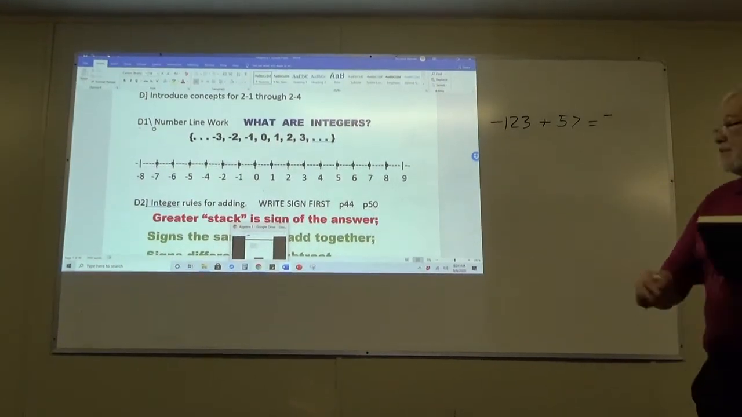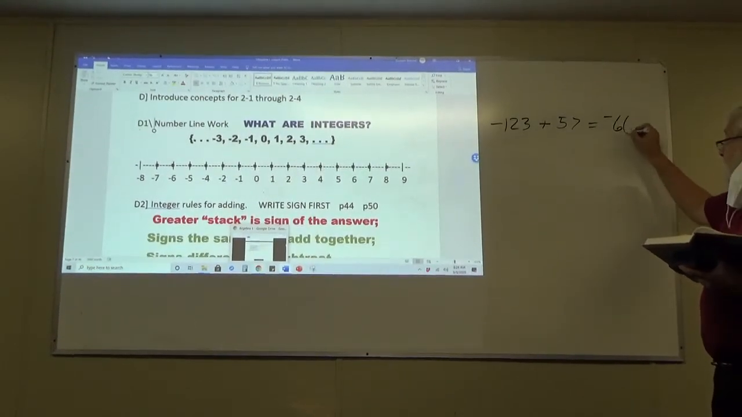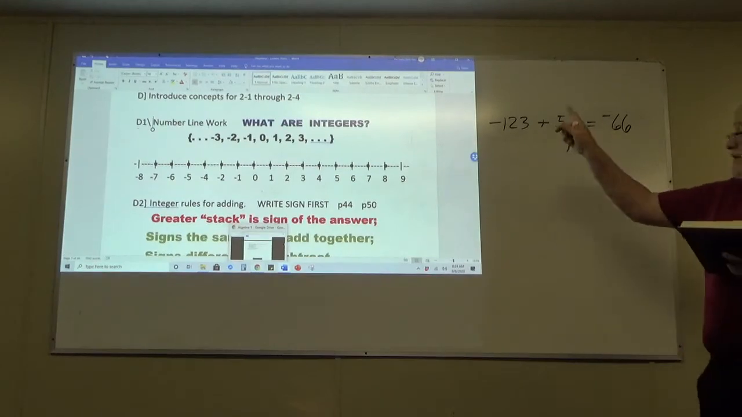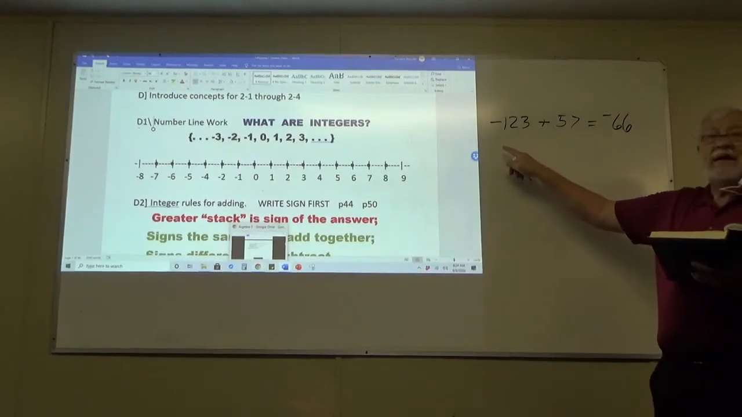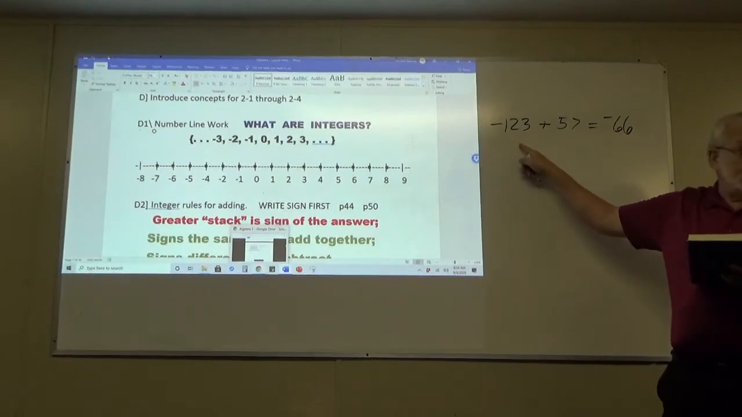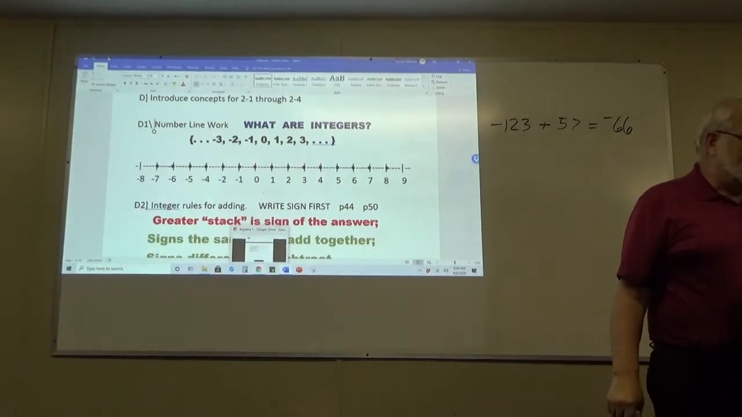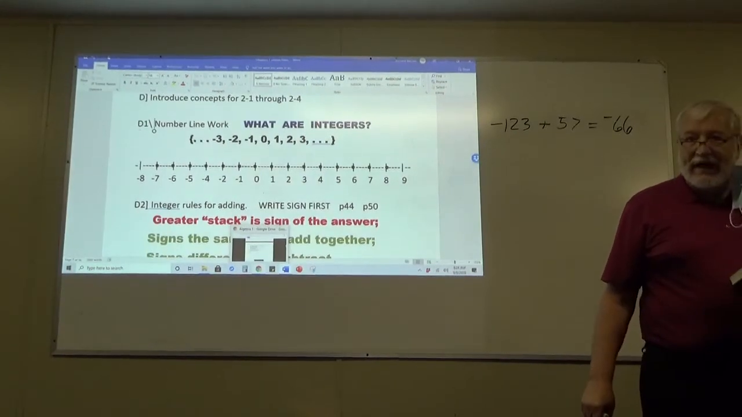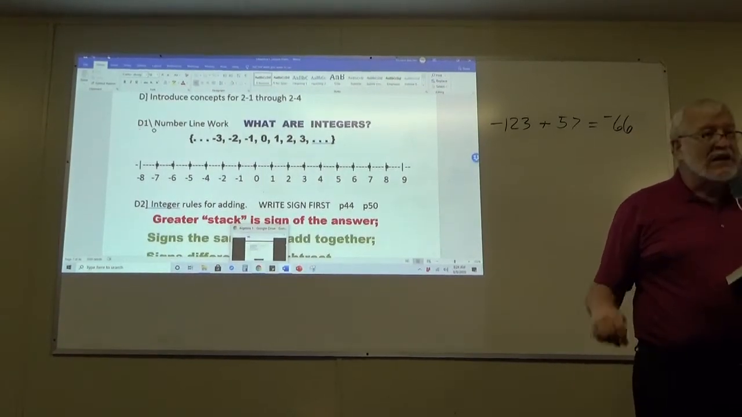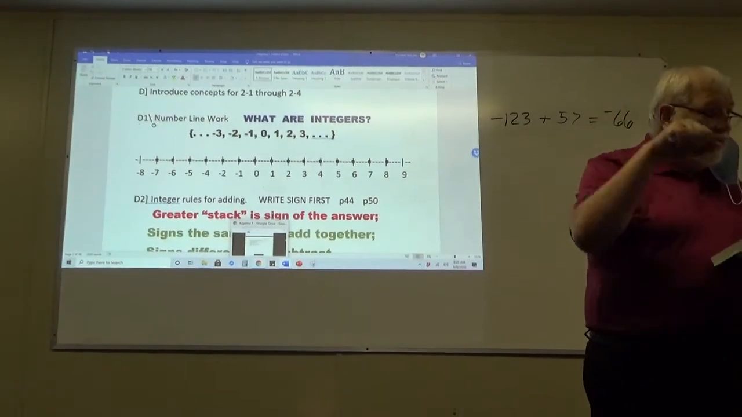It's 66, but we know the answer is negative, so the answer is going to be negative 66. All right, now, let's do the right thing. Let's put the negative 123, using that plus 57, and you'll notice you have negative 66. So if you put it incorrectly as it's written, you can get the right answer.